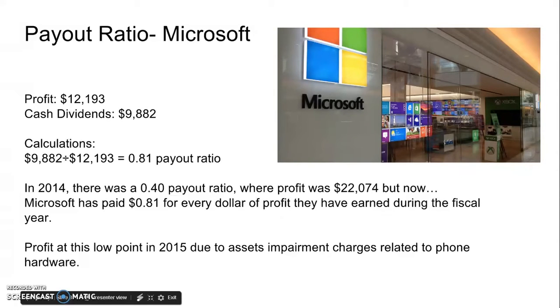Now, we must determine the payout ratio for Microsoft. Data is recorded in millions. Microsoft's cash dividends paid are $9,882 and profit is $12,193. Using the formula, you result in a 0.81 ratio for common shares. Microsoft has paid 81 cents for every dollar of profit that they have earned, compared to 2014's 0.40. Things they could do to improve the ratio for next year is increase prices on products or issue less common shares.